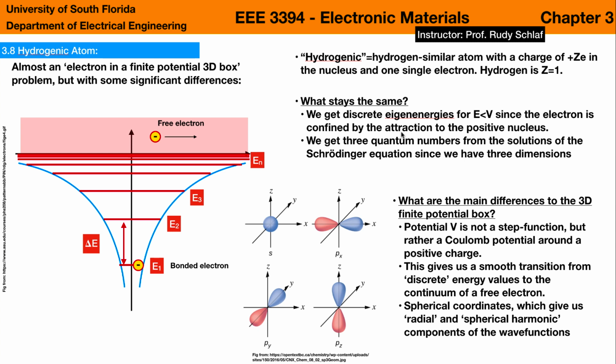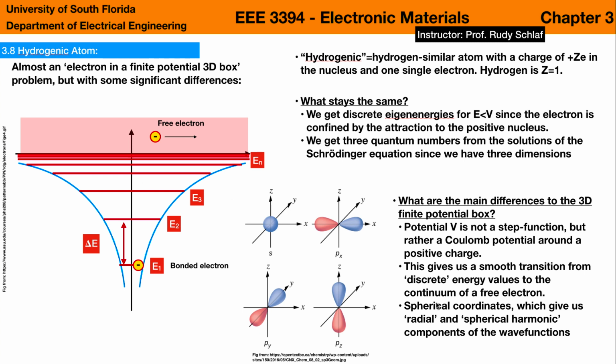We will also get three quantum numbers from the solutions because we have three spatial dimensions now. What are the main differences to the three-dimensional finite potential box? Well, the most important one is that the potential V is not a step function, which goes from 0 to V0, but we have a Coulomb potential around a positive charge, and this Coulomb potential is a smooth function. And that's why we get an entirely different behavior when it comes to the spacing of the energy values that come out of the Schrodinger equation.